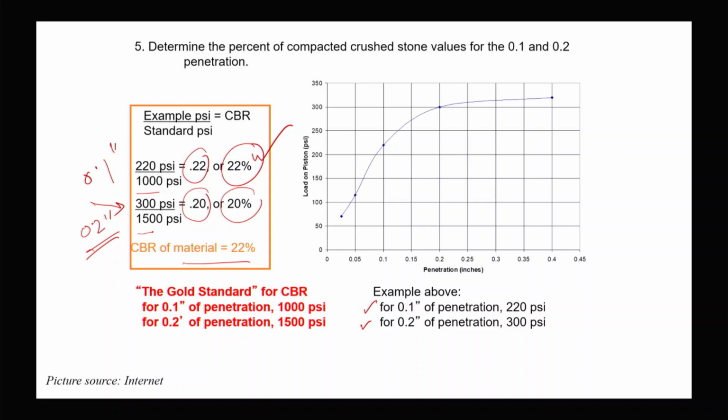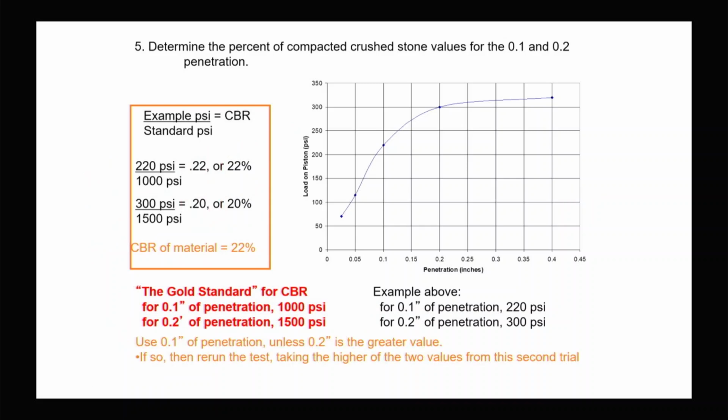So here the gold standard is already available, and we have to compare it with our present sample. So use the 0.1 inch penetration unless the 0.2 inch value is greater. The greater of these two will be taken. Okay.